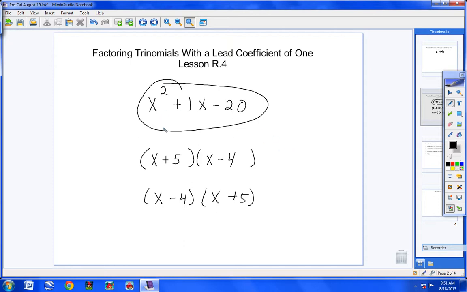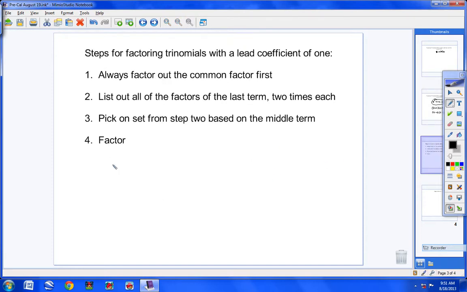Now you need to write down some steps today. I'm going to read them quickly. You'll definitely have to pause the video to copy them in your notes and then start the video. But here are the steps I'd like you to write in your notes. Steps for factoring trinomials with a lead coefficient of 1. Number 1, always factor out the common factor first. Always. Always do that first. Number 2, you then list out the factors of the last term in sets of 2.